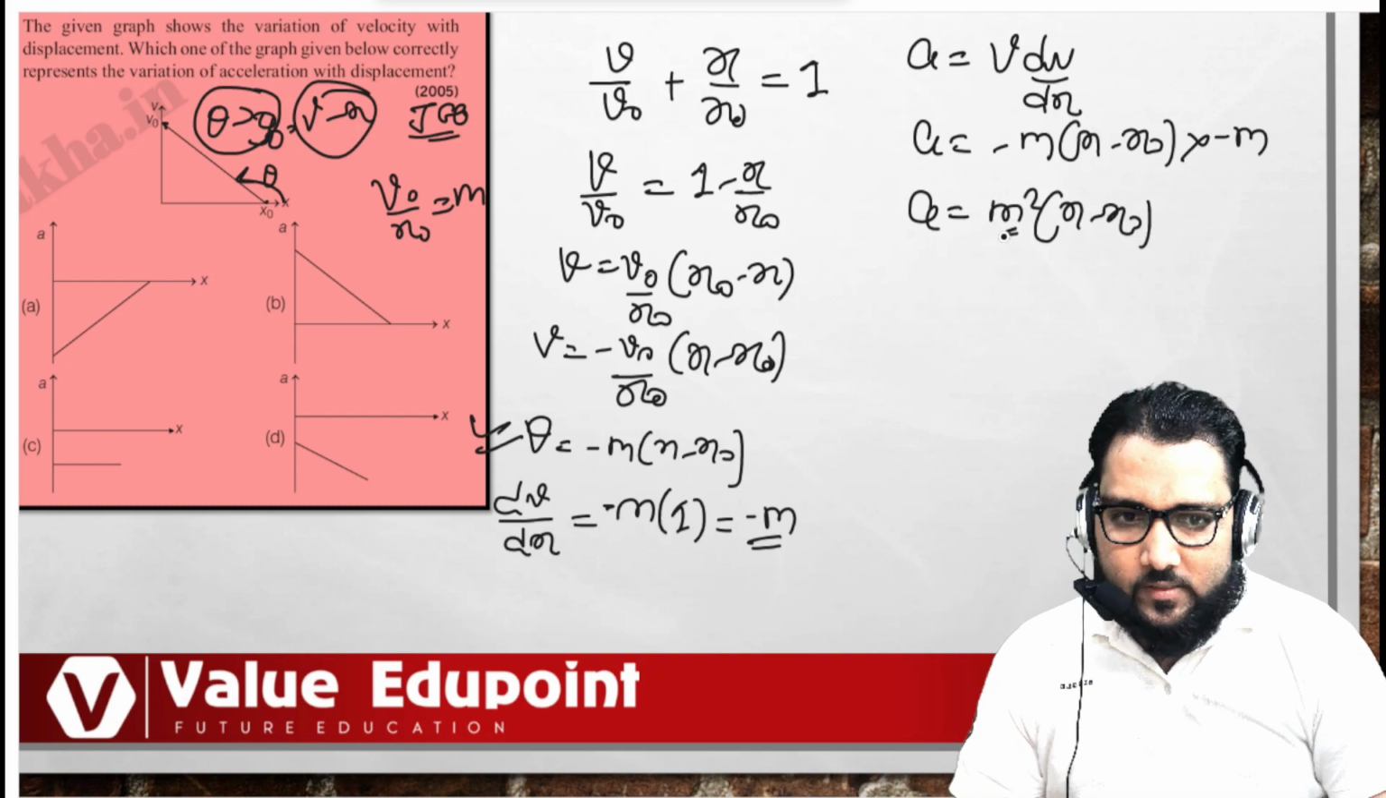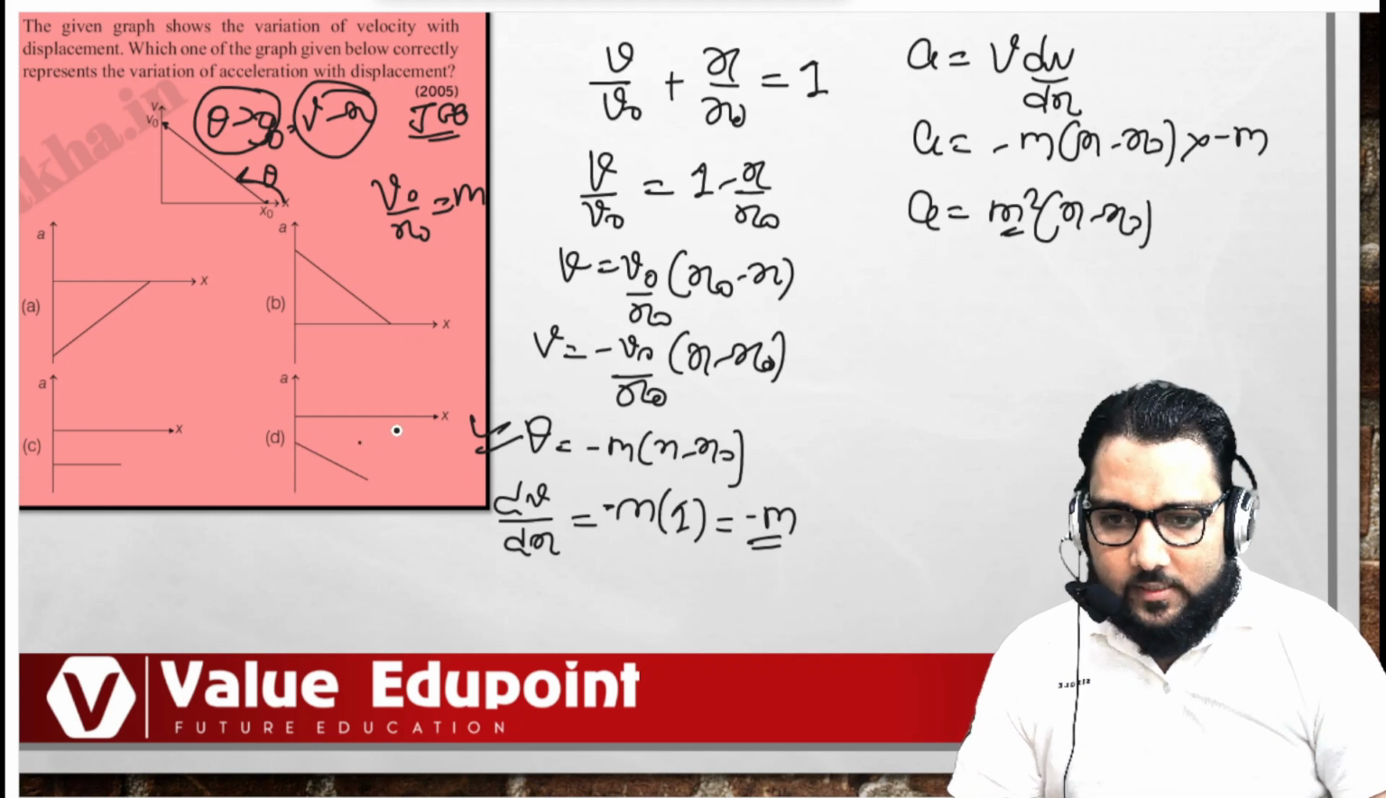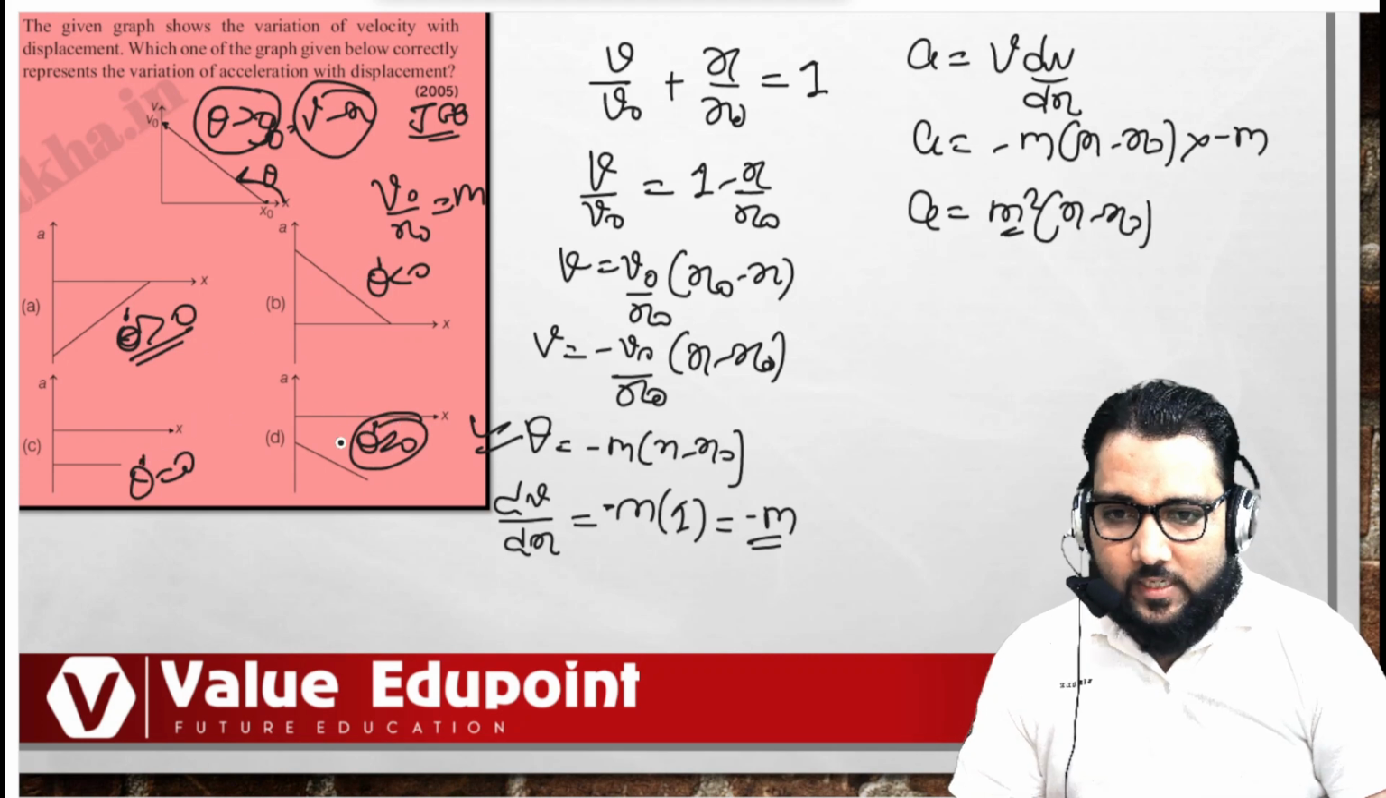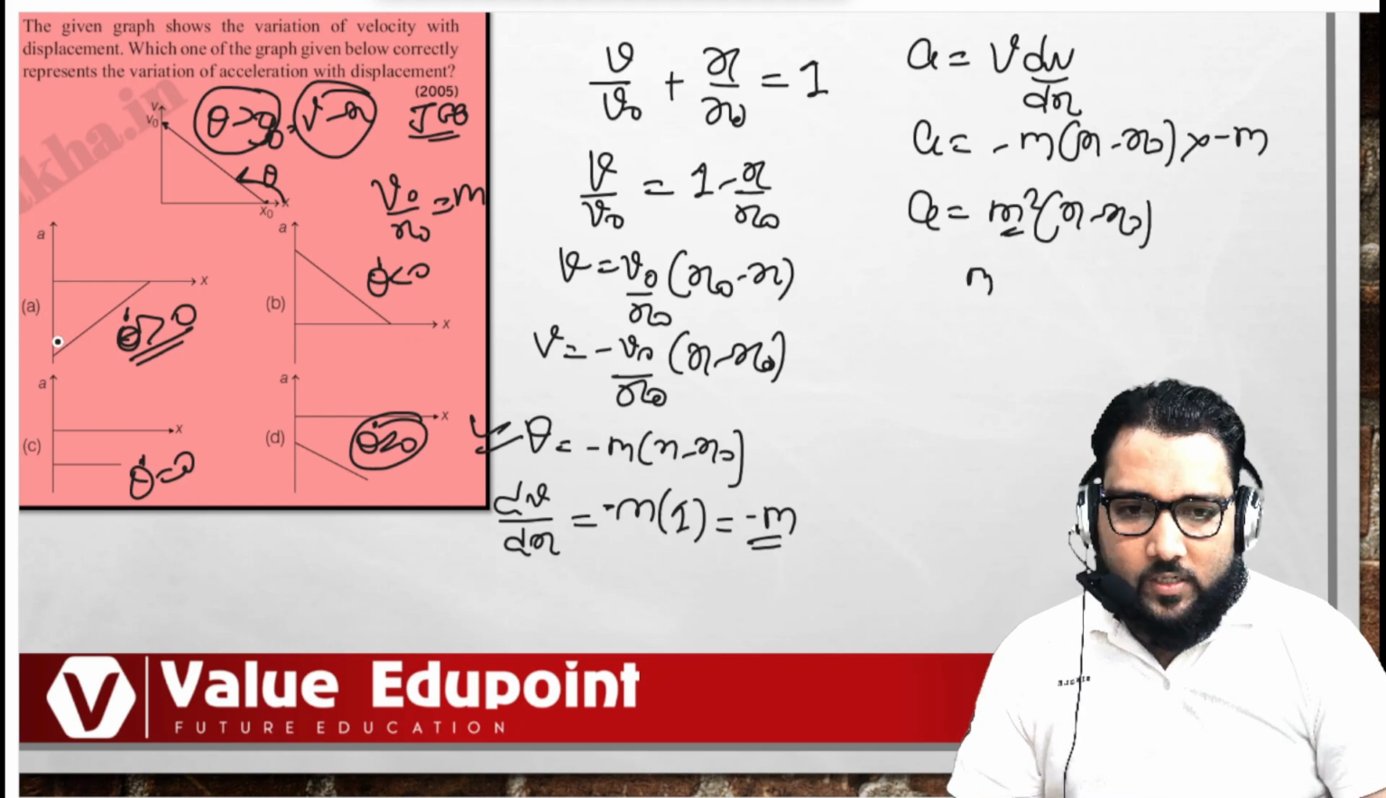So here you can see that the slope of this ax curve will be positive. So guys, in this case the slope is negative, in this case the slope is 0, in this case the slope is negative, but in this case the slope is positive. Here the slope is of which graph, the ax graph. We can say that is theta dash. So m square is positive, so answer 1 is correct.